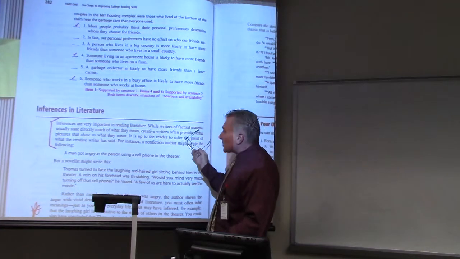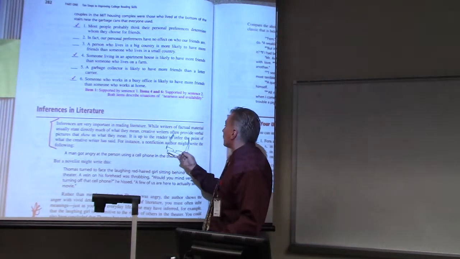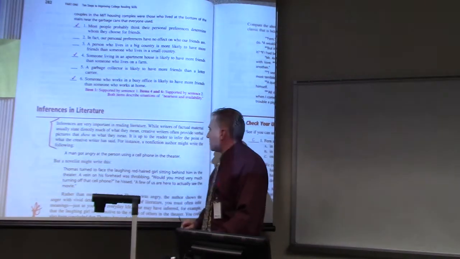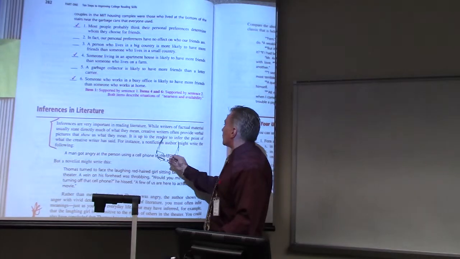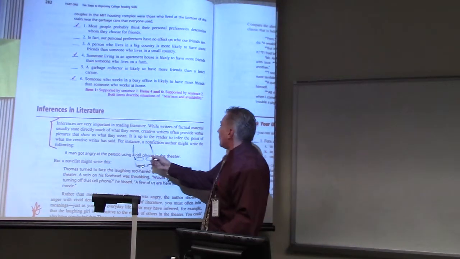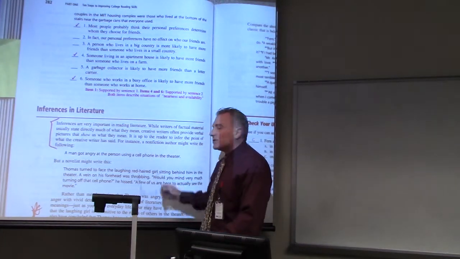While writers of factual material usually state directly much of what they mean, creative writers often provide a verbal picture that shows us what they mean. It is up to the reader to infer the point that the creative writer has said. For instance, a nonfiction writer may write the following. Let's read these two things.